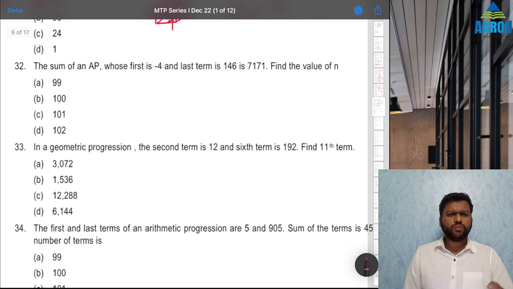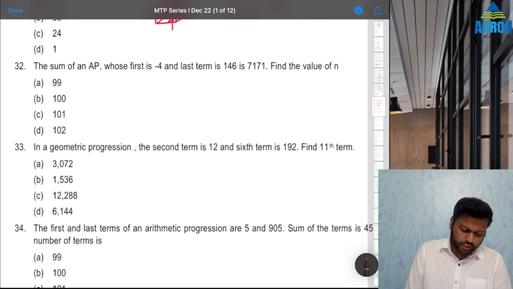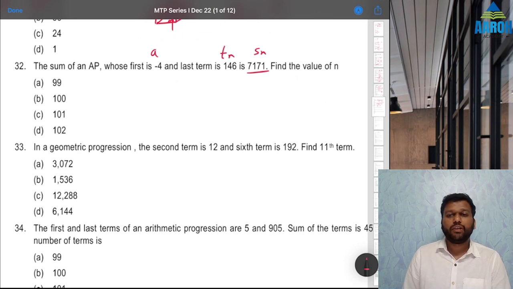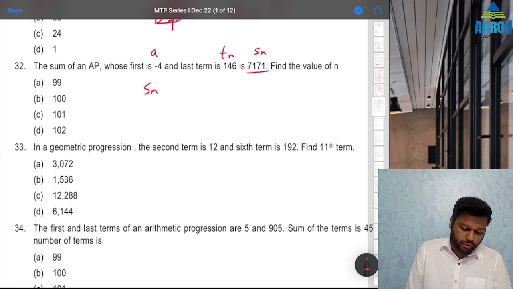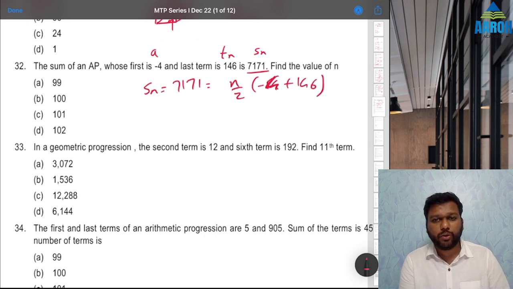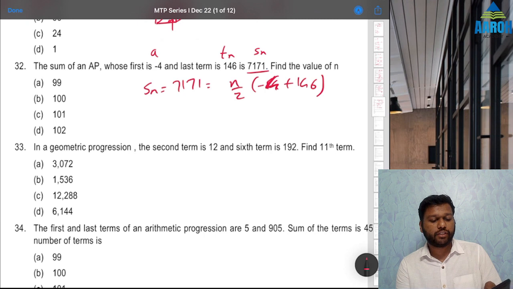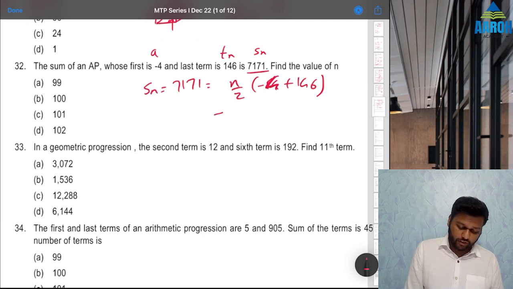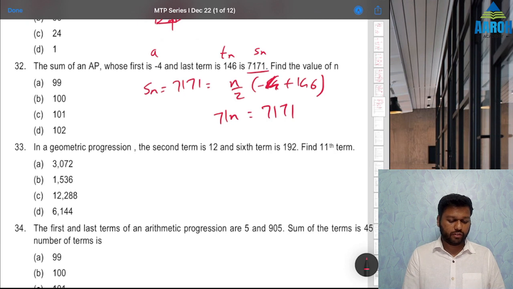32. The sum of an AP whose first term is minus 4 and last term is 146 is 7171. Find the value of n. Very easy, because we have the formula for Sn, which is n by 2 into first term plus last term. No need to write, do it on the calculator. 146 minus 4 by 2, 71. So 71n is equal to 7171. So that is going to be 101. Right? C is the correct answer for 32.